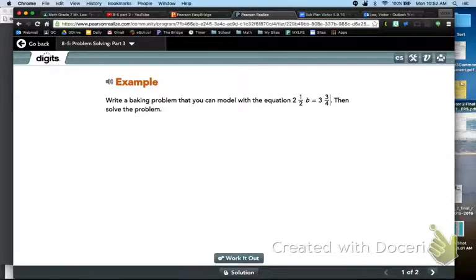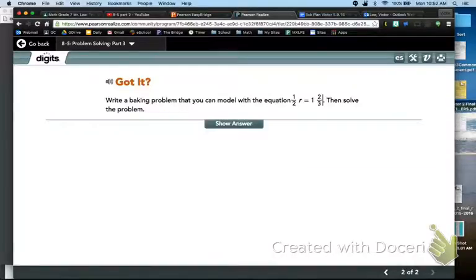Let's take a look at one that you're going to try right now. Same thing, but ignore that line. It says, write a baking problem that you can model with the equation 1/2 r is equal to 1 2/3. Then solve the problem. Try to make one with your group real quick, and then solve it. Pause. And unpause now.